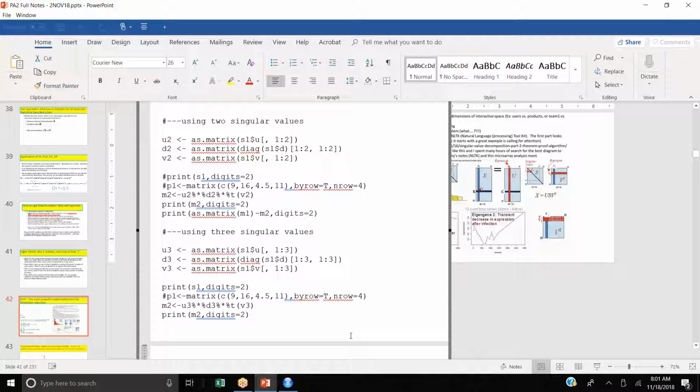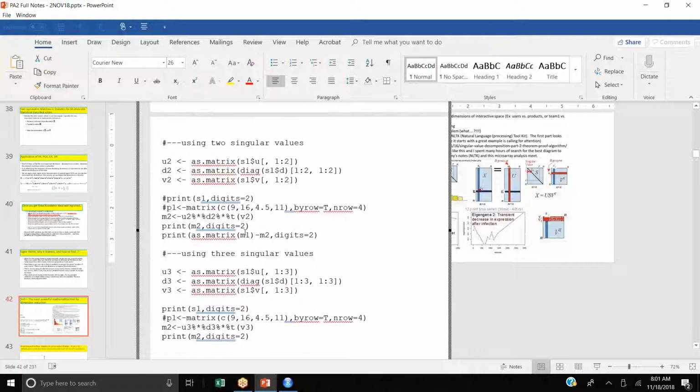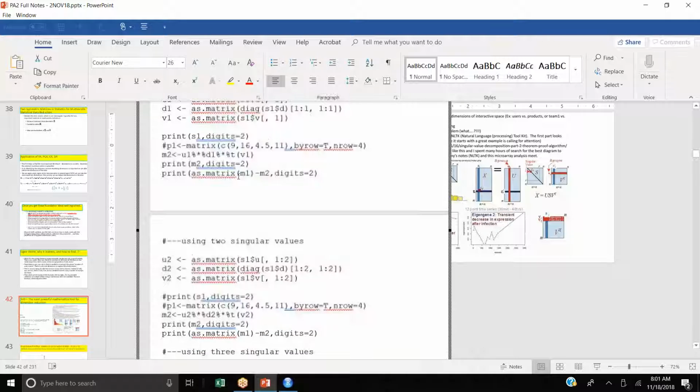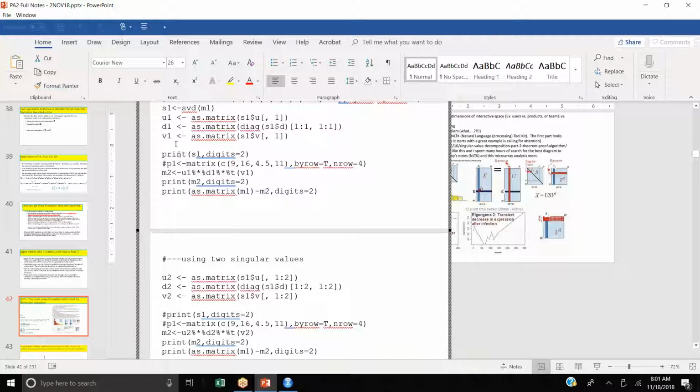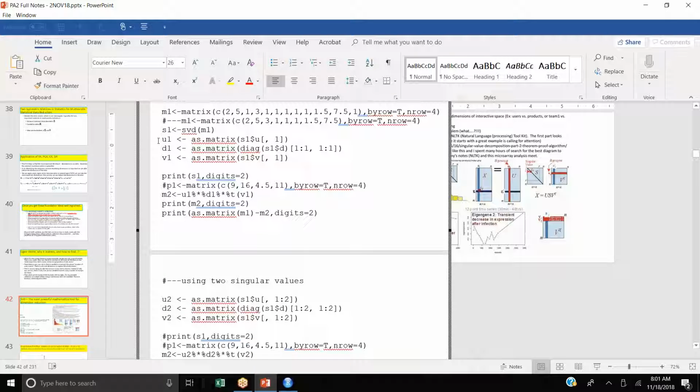I'm adding more, yes. Shall I run it? Maybe if I run this chunk by chunk, you will be able to see what I'm saying. Okay, sir. We will run it and see. Yes, that is correct.